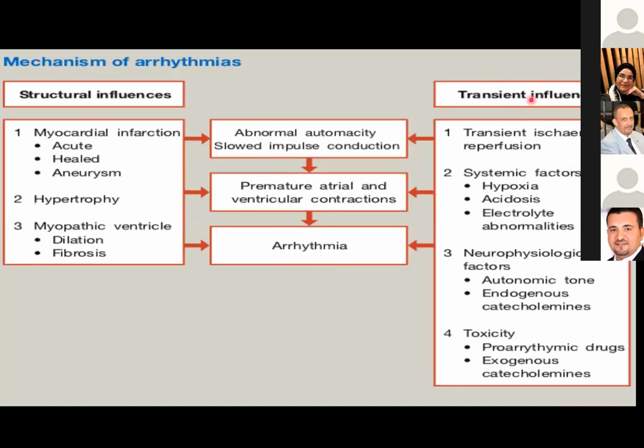On the other hand, you may have transient risk factors or inciting factors like transient myocardial ischemia or some systemic factors like hypoxia, acidosis, electrolyte disturbances like hypokalemia, hypomagnesemia, or neurological factors like autonomic dysfunction, or some pro-arrhythmic effect of the drugs. Remember very well, for the mechanisms, you have structural risk factors related to the heart or systemic or transient influences, which are reversible or can also be treated when you look for the arrhythmias.